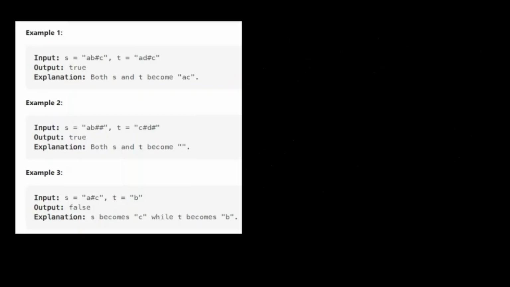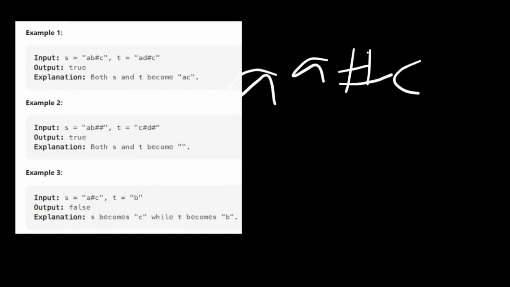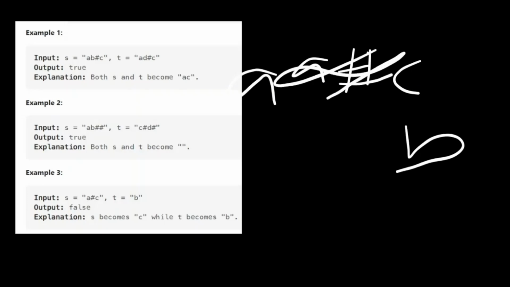And then finally, let's look at the third example where we have A pound sign C and then B. A pound sign removes the letter that comes before it, so we remove A. Now we're left with C and we're left with B, which has no pound sign, but they are not equal to one another, so we come up with a false. Now let's consider how this would translate to code.